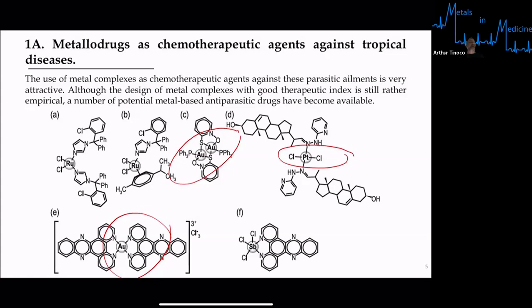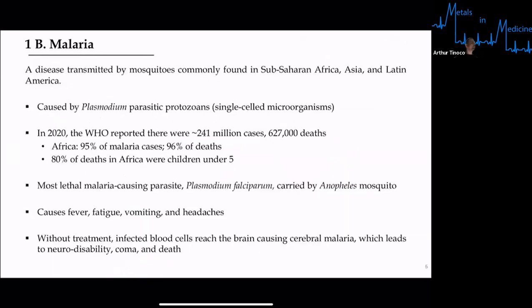And what I mean by empirical is that you're just trying to explore the potential behavior of these compounds, not that you have a specific target in mind. Although some of the things that we are going to talk about are very target focused. So let's start with malaria.